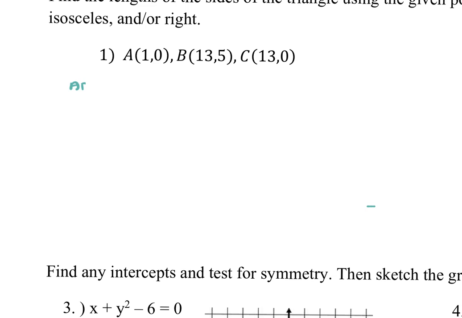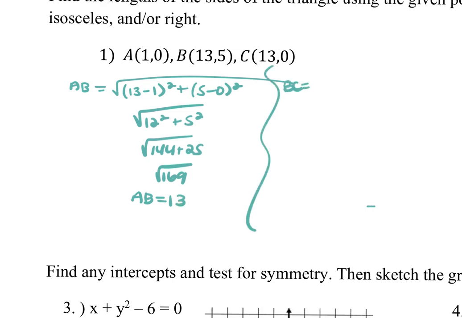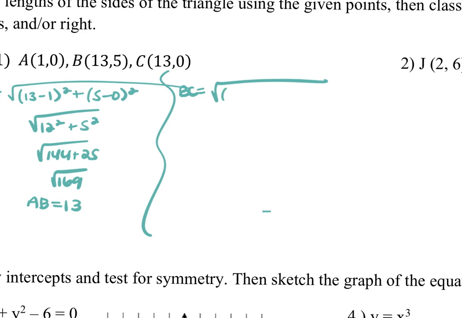So if I do AB first, I get the square root of (13 minus 1) squared plus (5 minus 0) squared, square root of 12 squared plus 5 squared, 144 plus 25, square root of 169. And that's 13. Then I'm going to repeat that for BC. Square root of (13 minus 13) squared plus (0 minus 5) squared. 0, negative 5, square root of 25, which is 5.